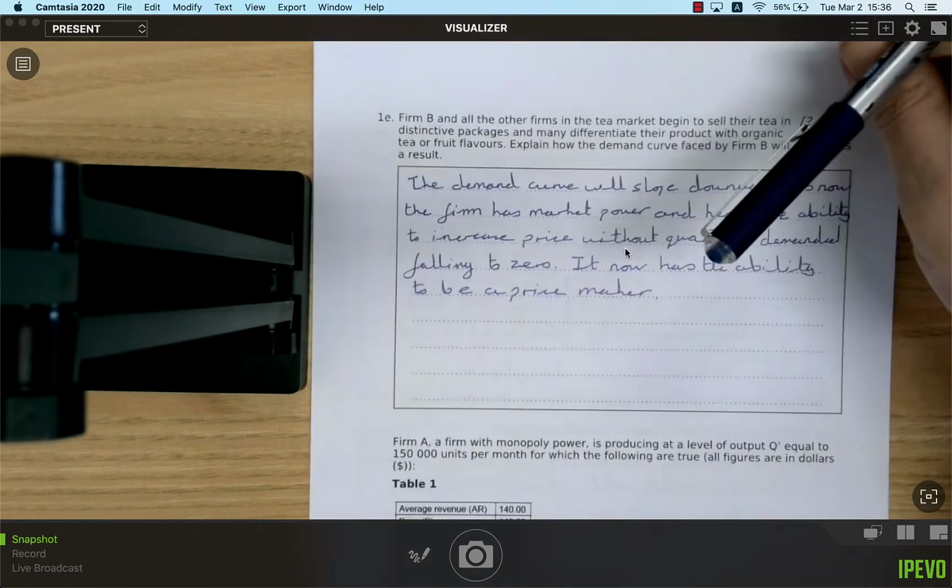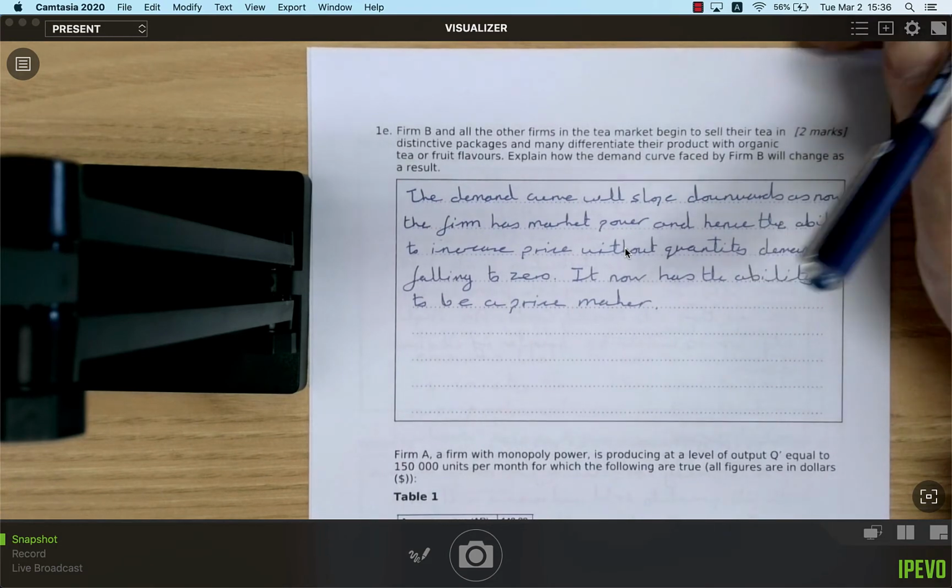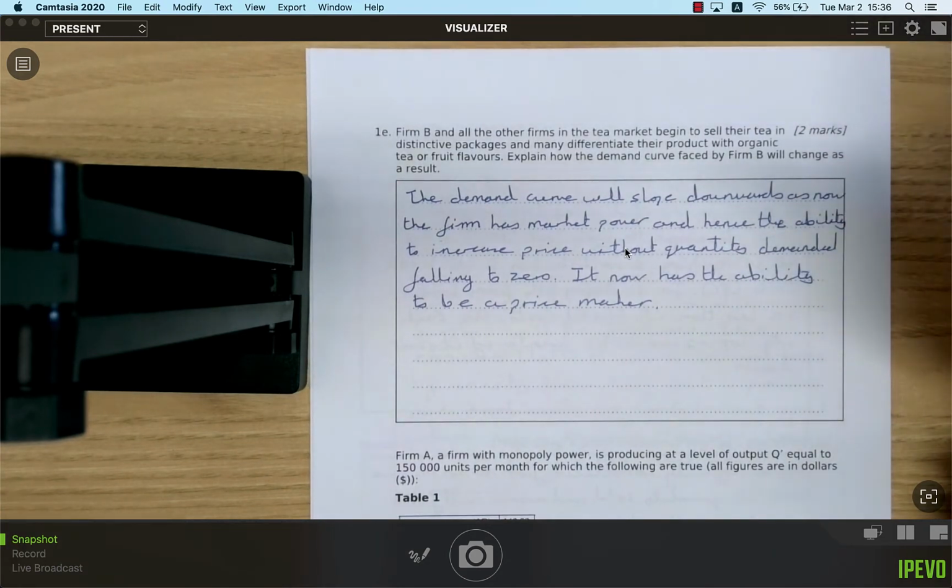Okay, now, firm B and all other firms, and this is how you move from perfectly competitive to monopolistically competitive. Firm B and all other firms in the tea market begin to sell their tea in distinctive packaging. So now it's no longer homogeneous goods. Because of product differentiation, they've changed the mindset of consumers to think that this is different. You're not just buying bananas anymore, you're buying 5 bananas. They're the good bananas, even though I'm sure you couldn't tell a 5 banana from any other type.